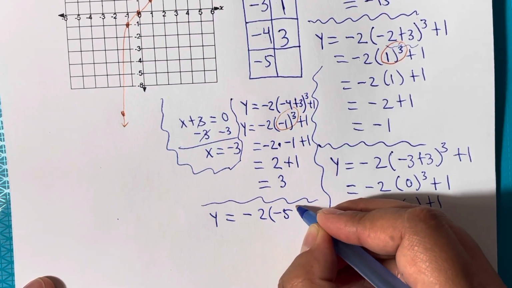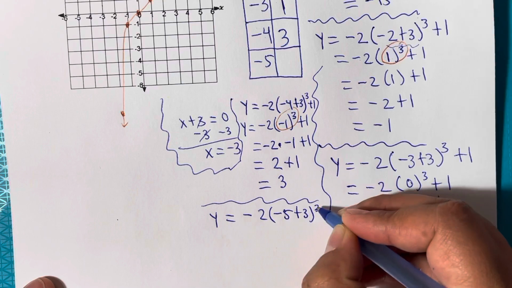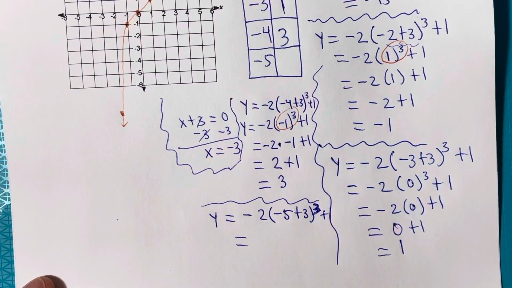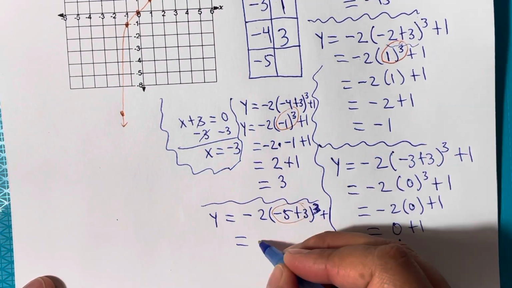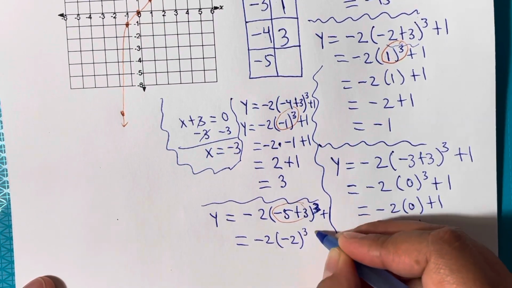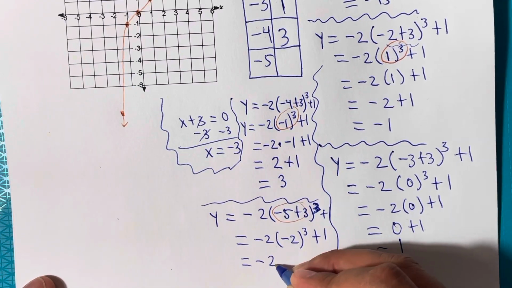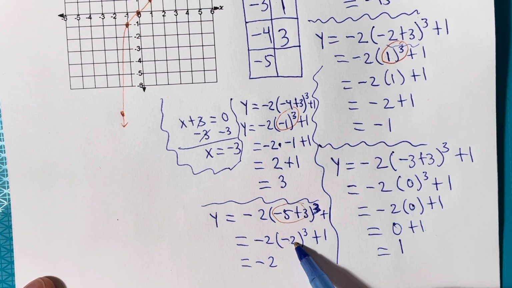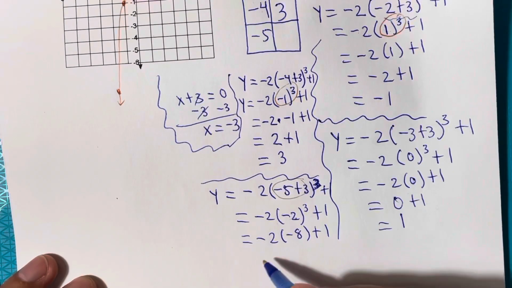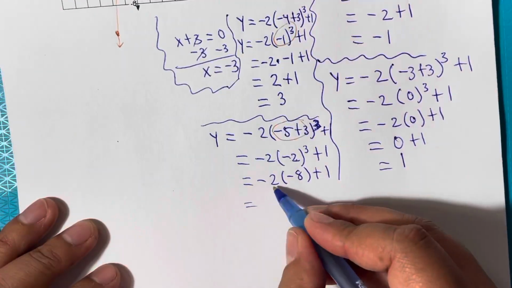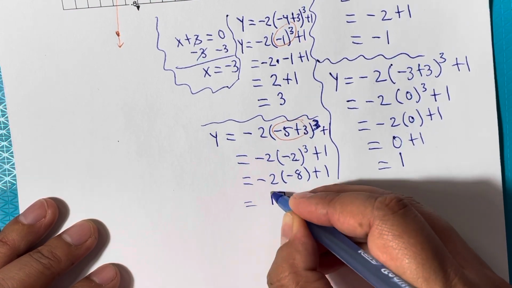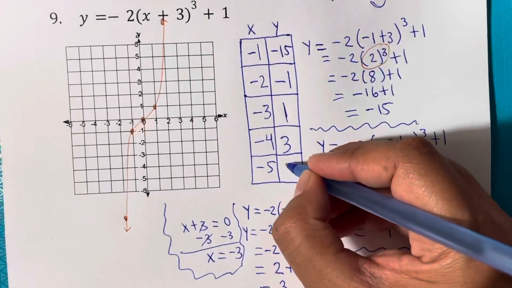Negative 5 plus 3 cubed plus 1. And so do the parentheses first. So negative 5 plus 3 is negative 2, cubed, plus 1. Negative 2 times negative 2 is positive 4, times negative 2 is -8, plus 1. And then we get -2 times -8 is positive 16, plus 1 is positive 17, which we won't be able to graph because we don't have that many spaces.